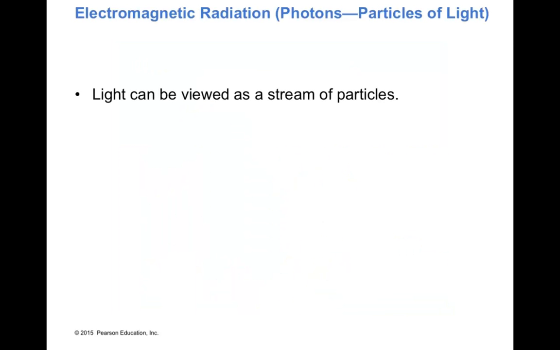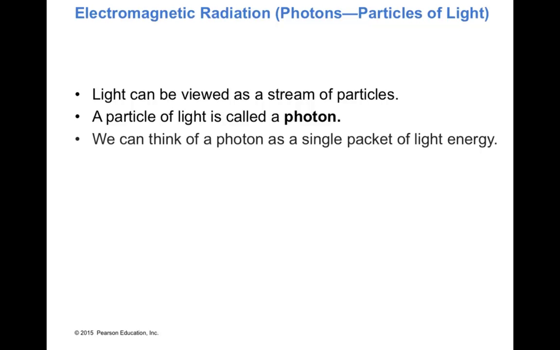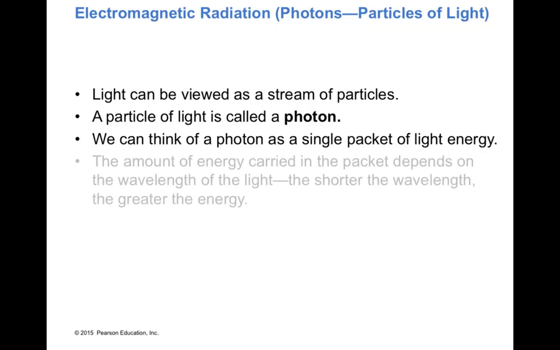Now, light can be viewed as a stream of particles. A particle of light is called a photon. We can think of a photon as a single packet of light energy. So a photon is basically the simplest way to see light energy. It's just like the basic unit. Photon is the basic unit of light energy.